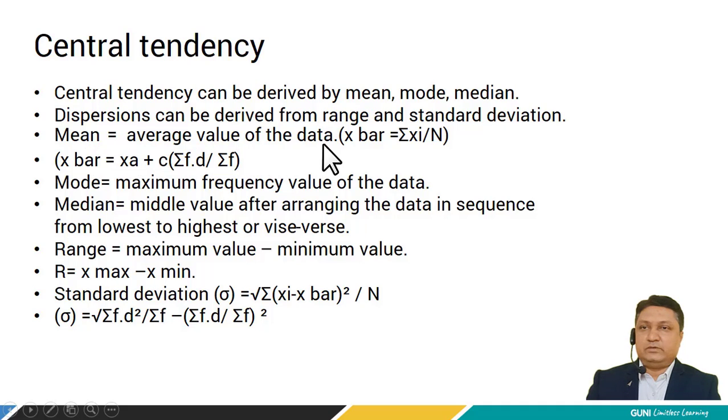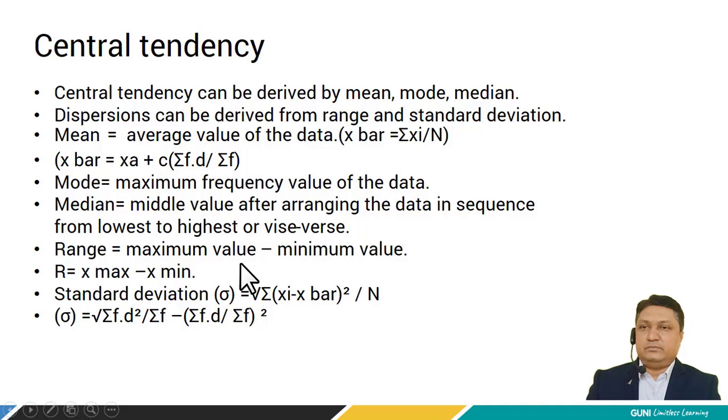Mean is equal to the average value of data, that is x bar, and x bar is equal to sigma xi by n, where n is the number of samples. X bar can also be calculated by this formula: x bar is equal to xa plus c in parenthesis sum of f into d divided by sum of f, where mode is equal to the maximum frequency value of the data, and median is equal to the middle value after arranging the data in sequence from lowest to highest or vice versa.